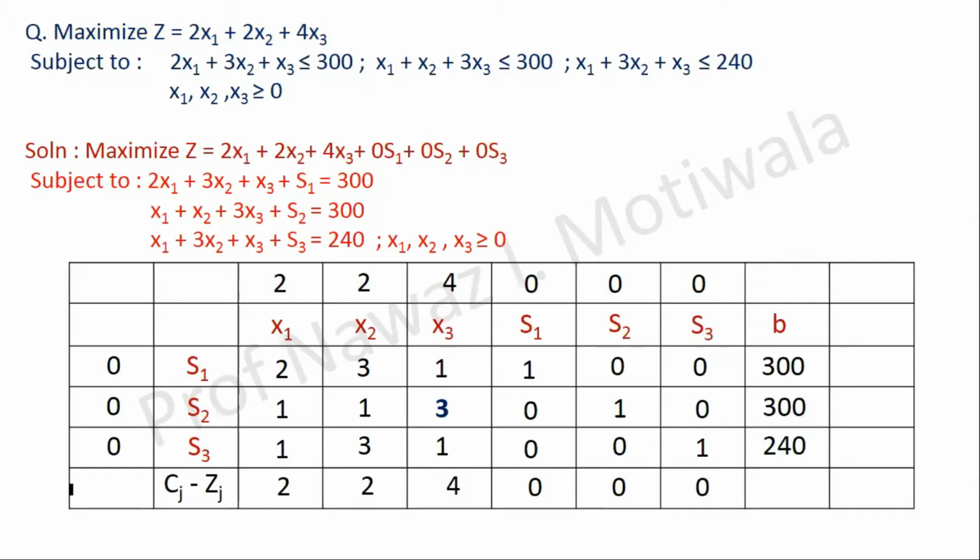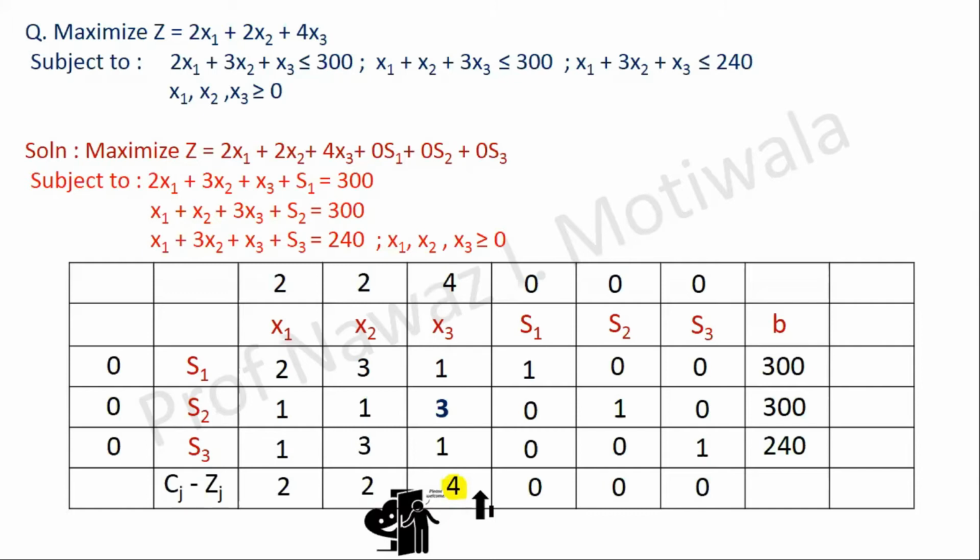What will be the next step? Maximum Cj minus Zj value. Yes, we have to see which Cj minus Zj value gives the maximum opportunity. So maximum opportunity is given by this 4. This 4 is giving the maximum opportunity, so this will be selected. This will come into the solution. So this will be entering the solution. We will welcome this x3.